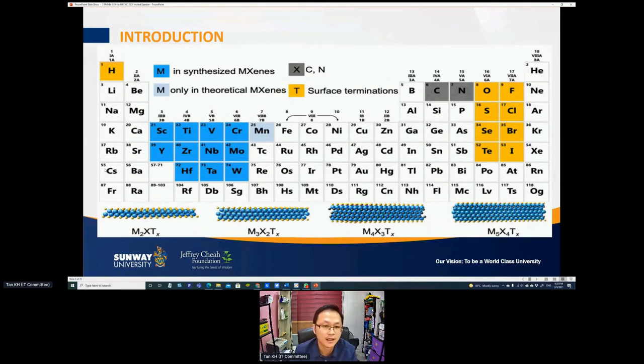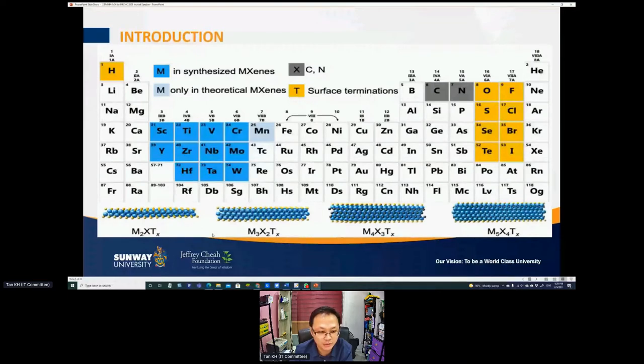These are the possible structures of the MXene, which can be presented in different kinds of structure based on the formula that I mentioned just now, M(n+1)X(n)T(x). The M, as I mentioned, stands for the transition metals. The transition metals can be titanium, vanadium, and so on, which are highlighted by the blue box. These are the possible transition metals, followed by the X, which is carbon.